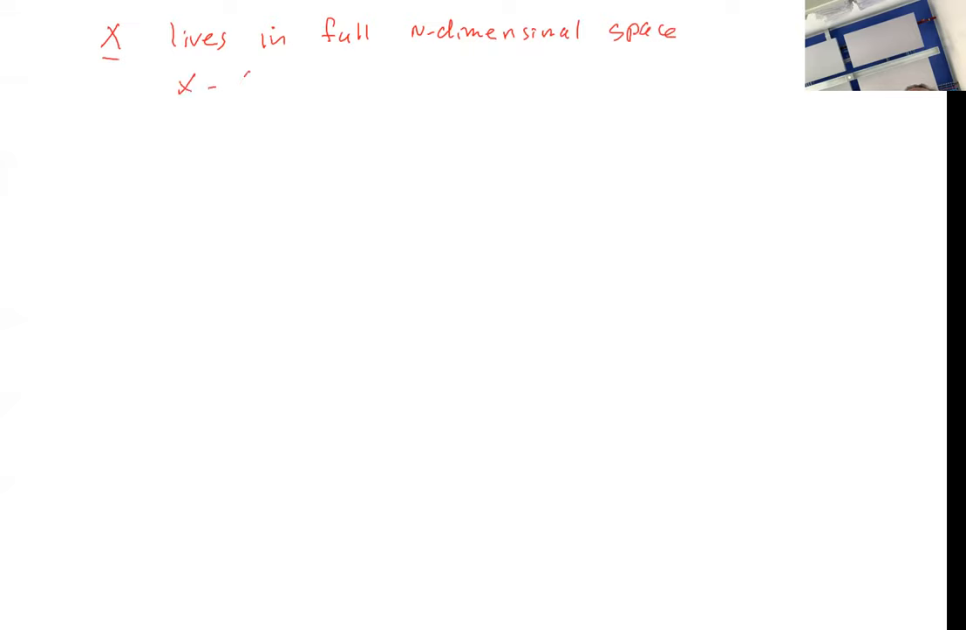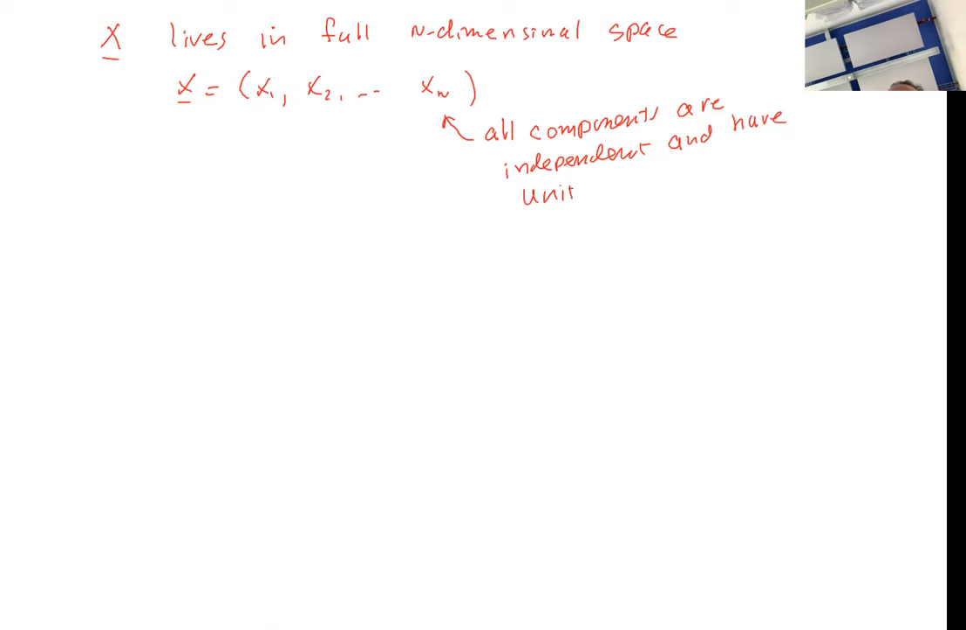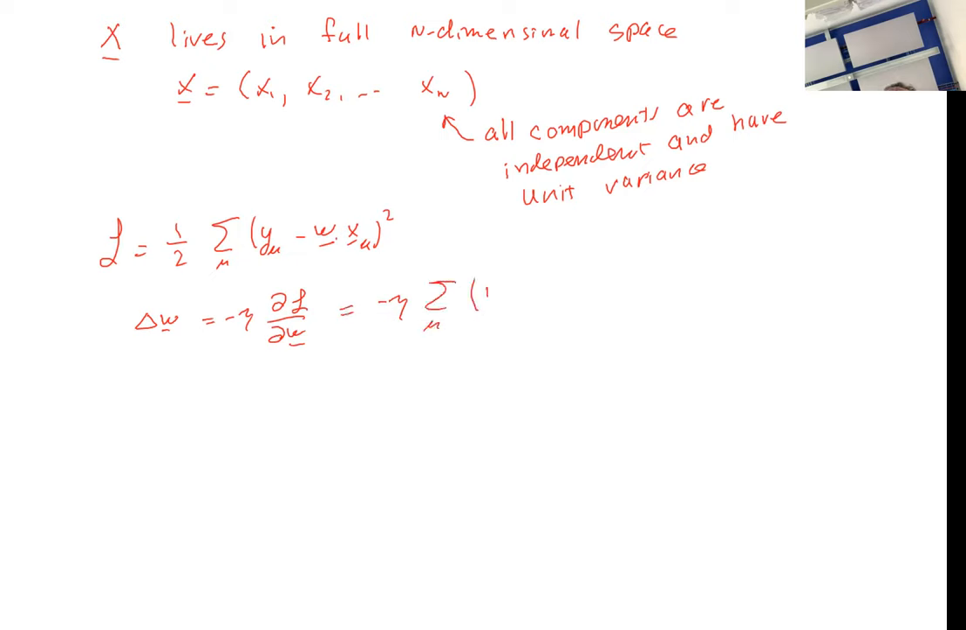And what that really means is X equals some vector X1, X2, through XN, and all the components are independent and have unit variance. So X can point in any direction you want. Our loss as usual is going to be 1/2 the sum on mu of (y mu minus w dot x mu) squared. And when you take a gradient, delta w equals minus eta partial of L with respect to w, that equals minus eta the sum on mu of (w dot x mu minus y mu) times x mu.